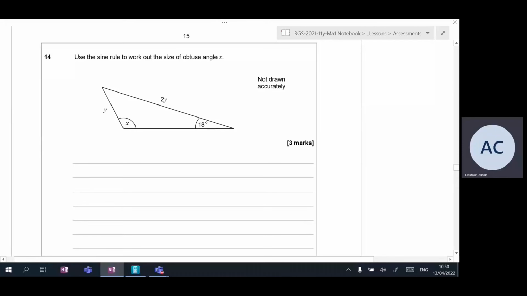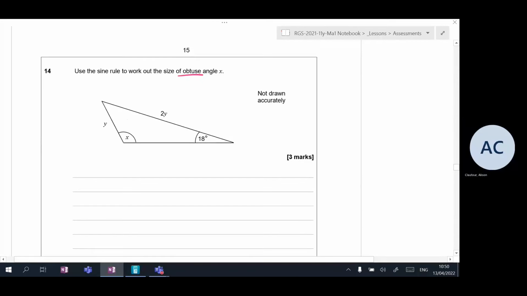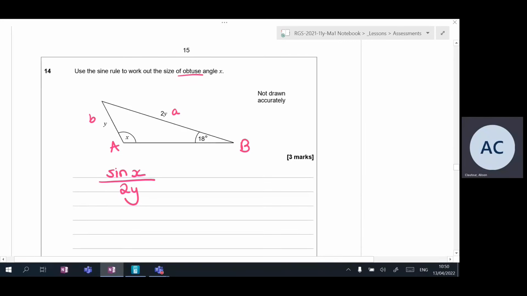Question 14 wants us to use the sine rule to work out the size of the obtuse angle X. Keyword in this question is obtuse. So remember, your calculator will always give you acute angles. Okay, so what have we got? We've got that sine X divided by the side opposite, so 2y. This is like your A and your little a, B and your little b, equal to sine 18 divided by y.